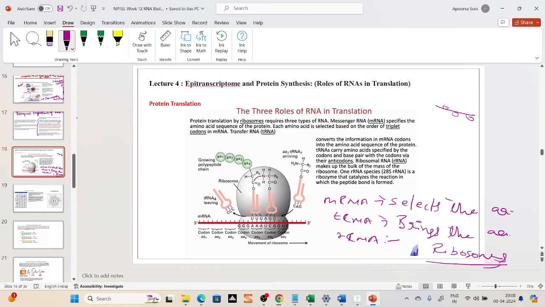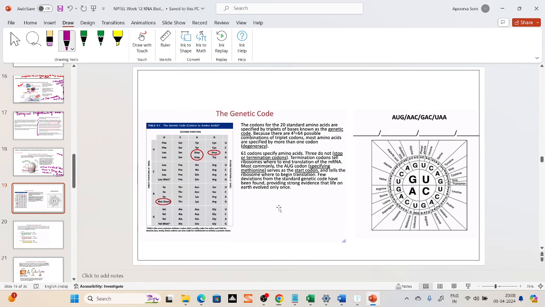So this is all the function of RNA molecules in translation. mRNA selects the amino acid because the triplet codon specifies which amino acid has to be added. tRNA brings that amino acid. rRNA is a component of the ribosomes, which are involved in protein synthesis. Also, we have ribozymes, and these ribozymes are the enzymes that cause the peptide bond formation. Now, next is the genetic code.